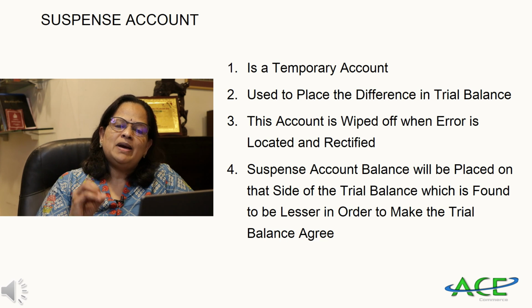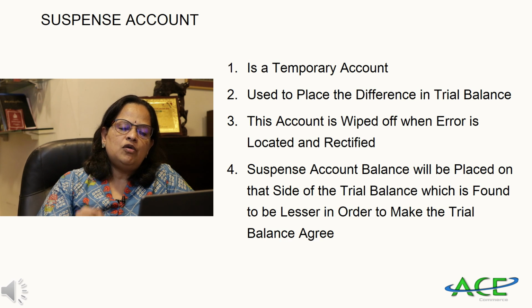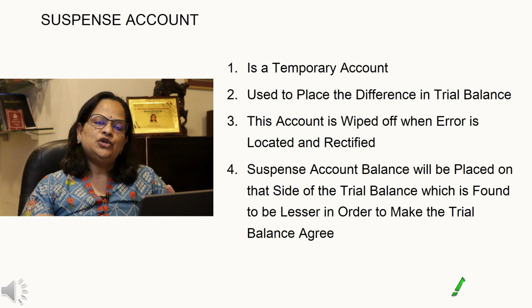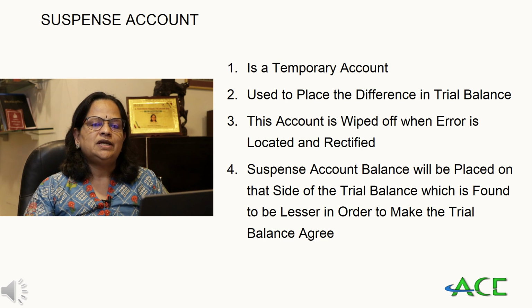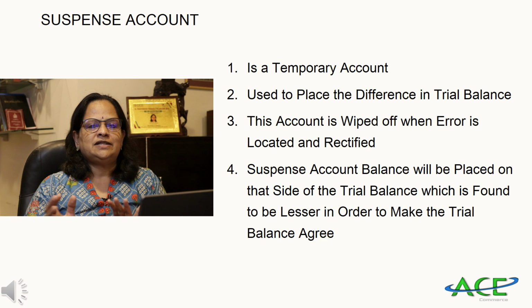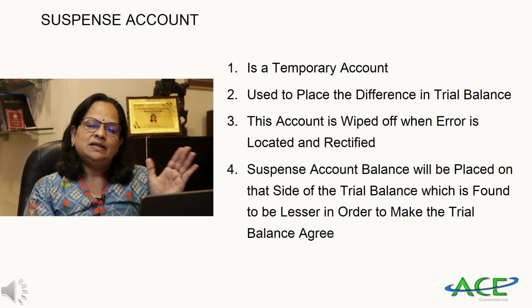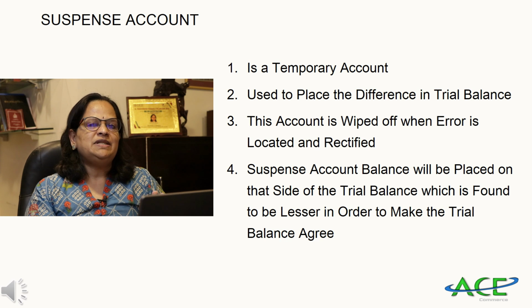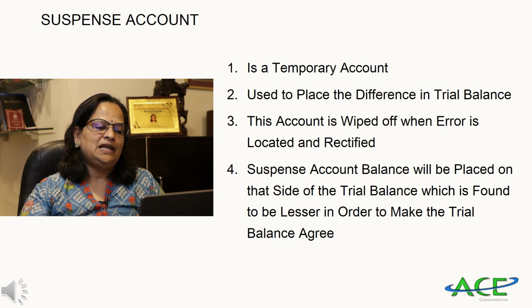The suspense account balance will be placed on that side of the trial balance which is found to be lesser, in order to make the trial balance agree. That's what I told you. If the debit side is short by 3000 and the credit side is correct, what will we do? This shortage we will put in the debit side. Then we will make the trial balance tally.